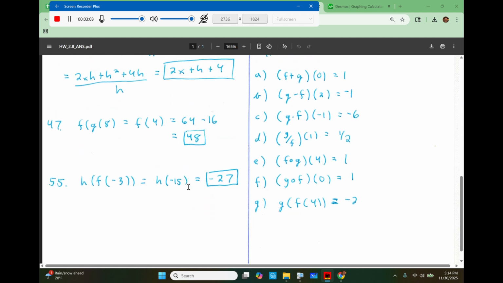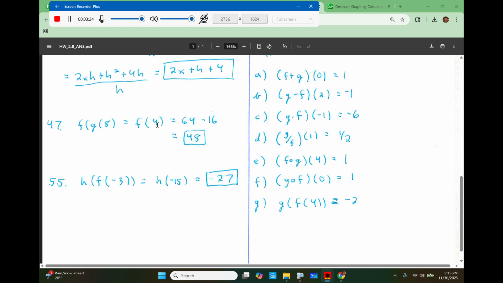Okay, let's check 47. So 47, let's do some function composition. So 47 is f of g of 8. So the first thing I need to do is g of 8. I'm going to put 8 into the g function, root 2x. That's root 16, which is 4. So this g of 8 is equal to 4.